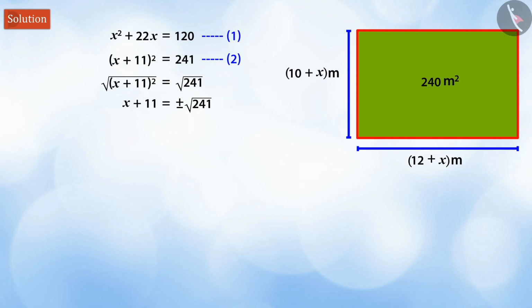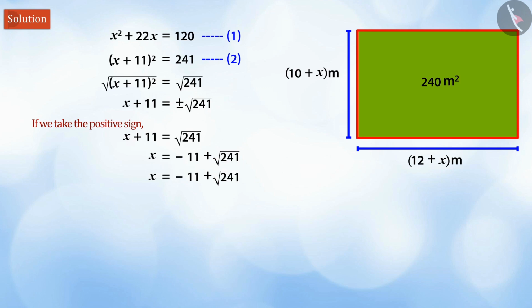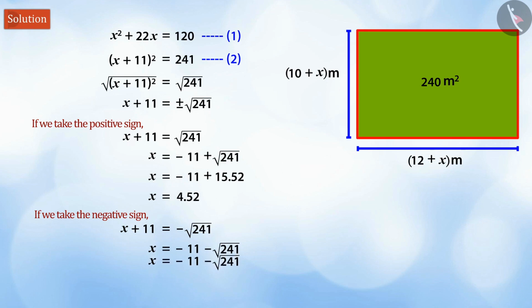On solving equation 1 and 2, we will have the same roots. Thus, if we take the positive sign, the value of x will be 4.52. And if we take the negative sign, the value of x will be minus 26.52.